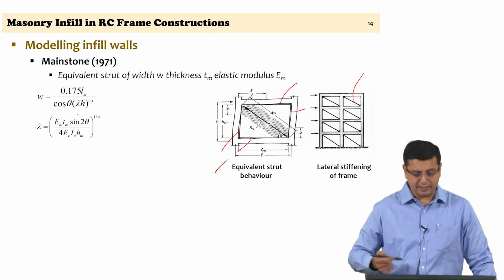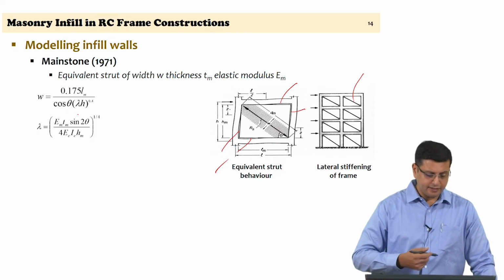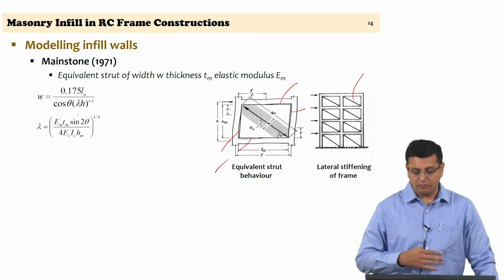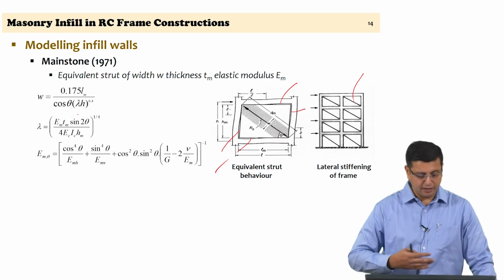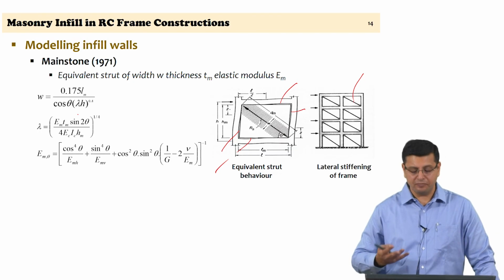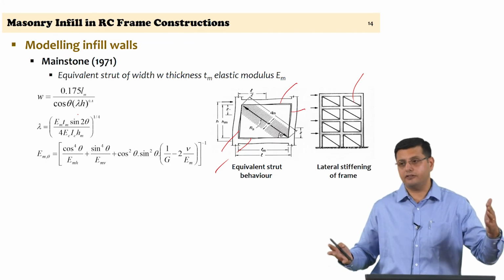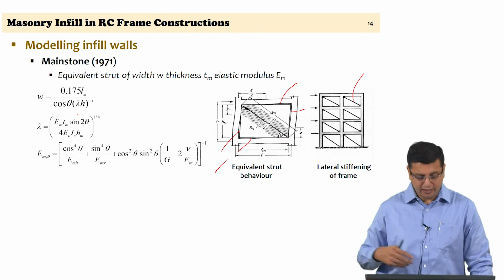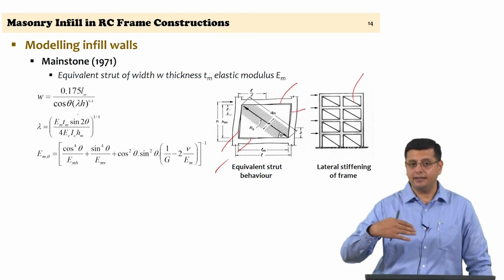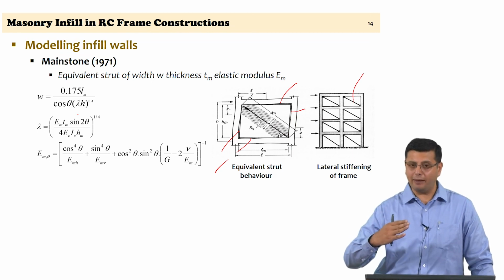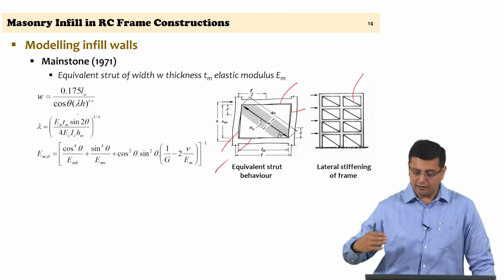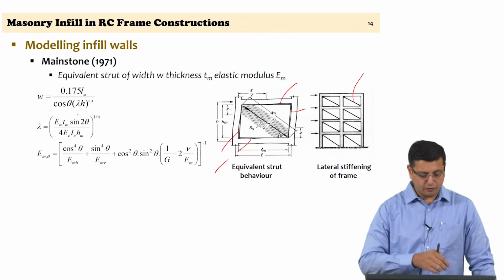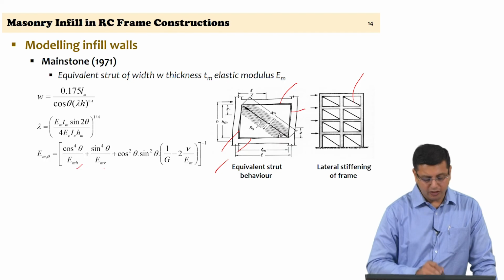In case of the estimate of the modulus of elasticity, there are, as I said, several versions of these formulations. Some of them become very rigorous, some of them can actually give you an estimate of the effective modulus of elasticity that must be considered depending on the geometry of the panel, and the modulus of elasticity of the panel considered at an angle theta can be estimated from the modulus of elasticity of masonry in the horizontal and vertical direction.